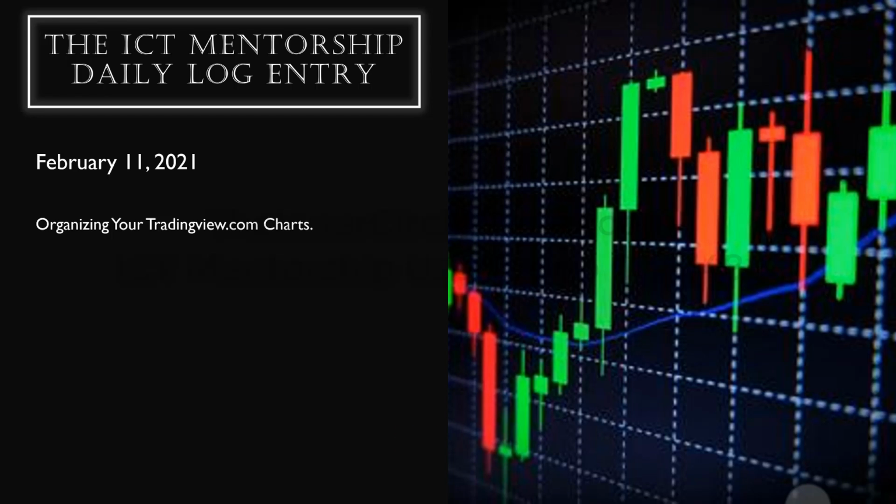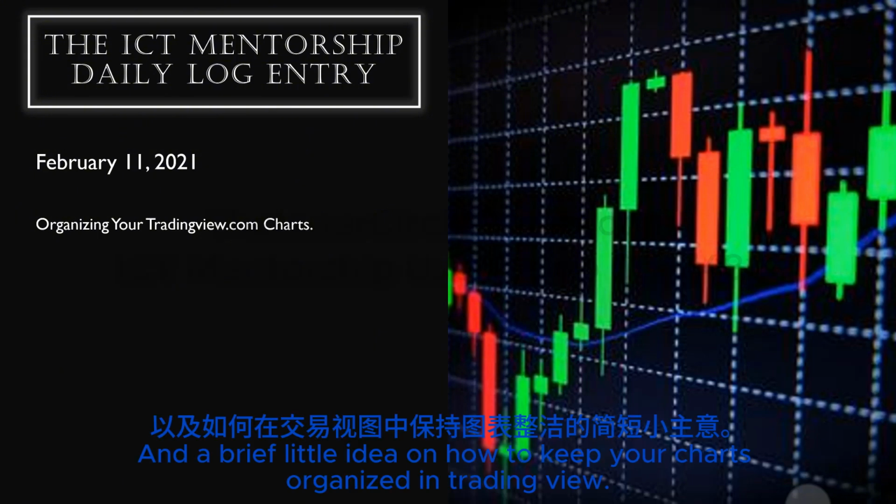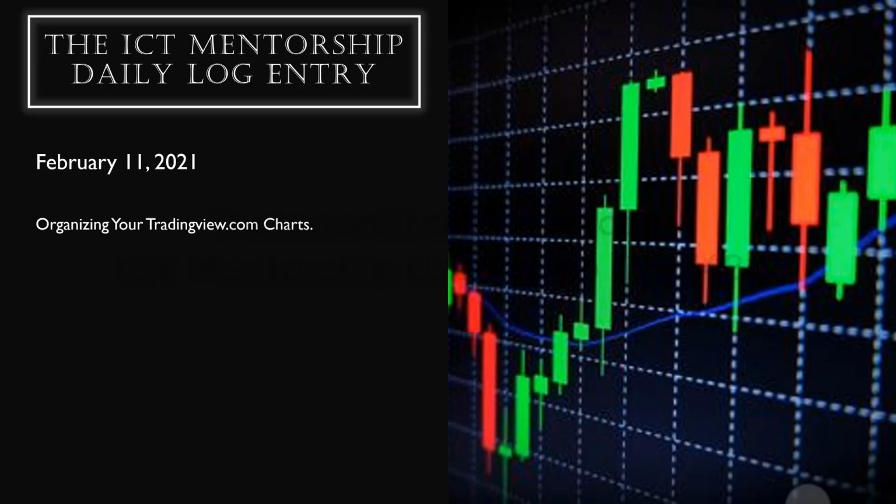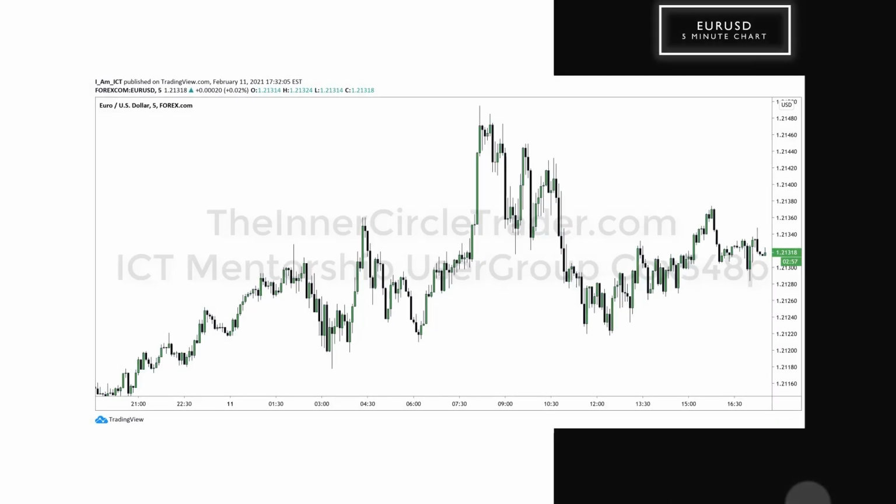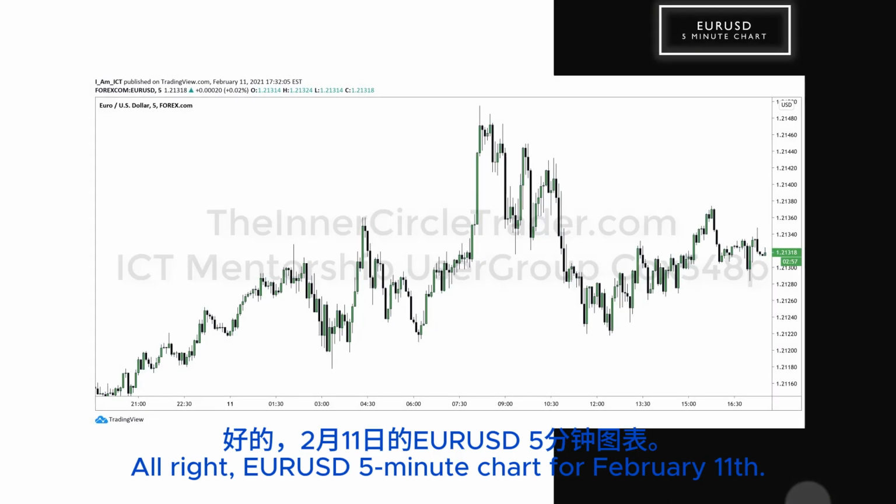Alright folks, daily log entry for February 11th, 2021, and a brief little idea on how to keep your charts organized in TradingView. Alright, Eurodollar 5-minute chart for February 11th.